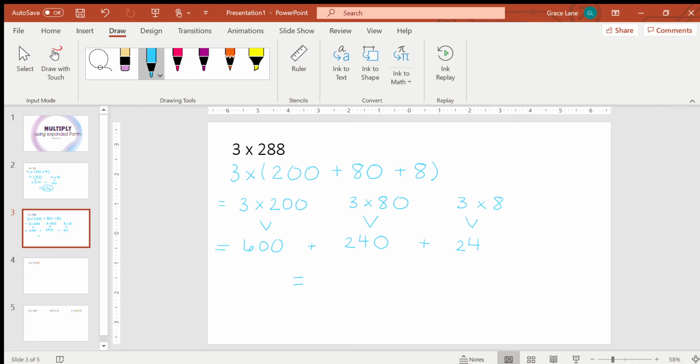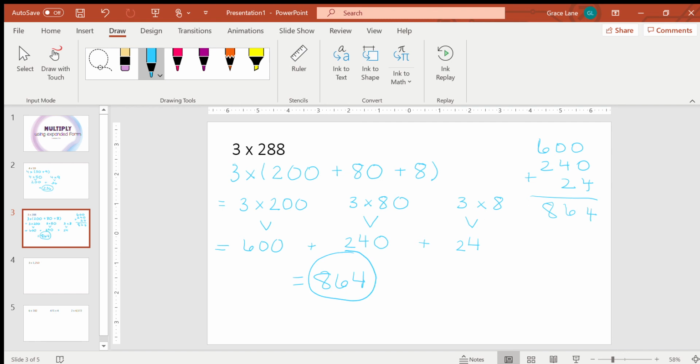So if you can do this in your head, that's great. If not, you can come over here off to the side and add, just like normal. Oh my gosh, 4 plus 2 is not 8. 4 plus 2 is 6, and then 6 plus 2 is 8. So the final answer should be 864. So 3 times 288 is 864.